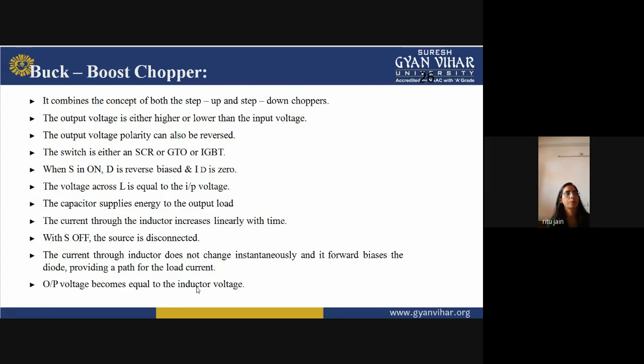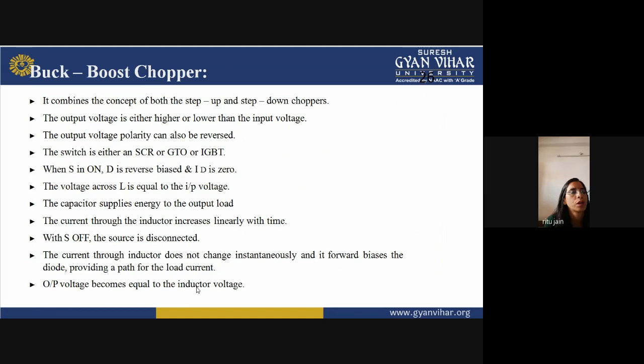Now, the buck boost chopper. It combines the concept of both the step up and step down choppers, and the output voltage is either higher or lower than the input voltage. The output voltage polarity can also be reversed. The switch is either an SCR or GTO or IGBT. When the switch is on, D is reverse biased and ID is 0. The voltage across L is equal to the input voltage, and the capacitor supplies energy to the output load.